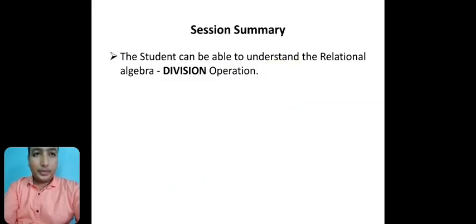So to brush up, the session summary is the student is able to understand the relational algebra. Specifically, we have understood what we mean by division operation, how one should represent or indicate a division operation, and when you are identifying a division operation result, what are the things you should take care of. And with respect to any SQL query, with an example we have understood how this relational operation will work there.